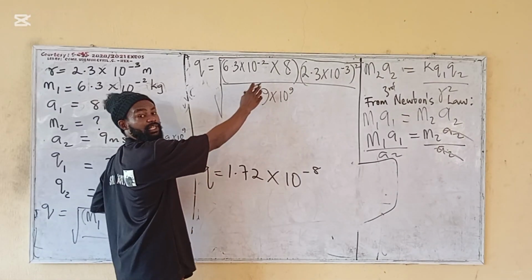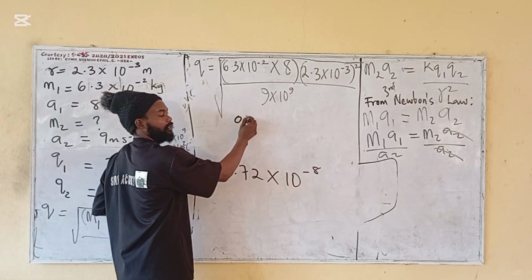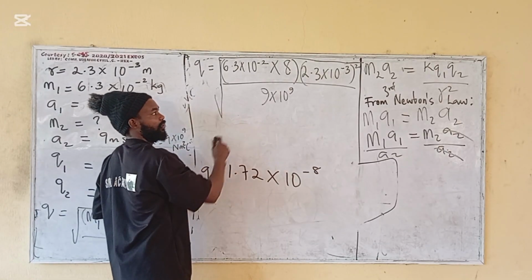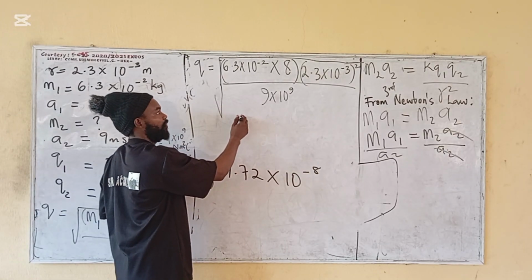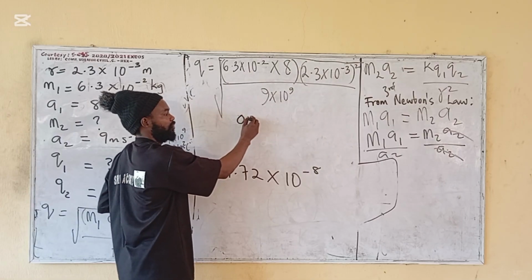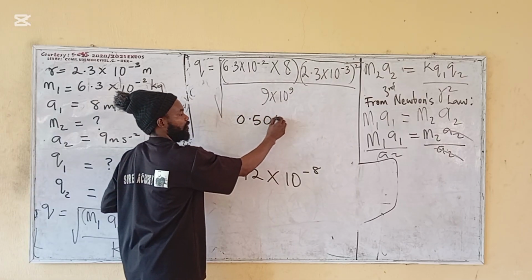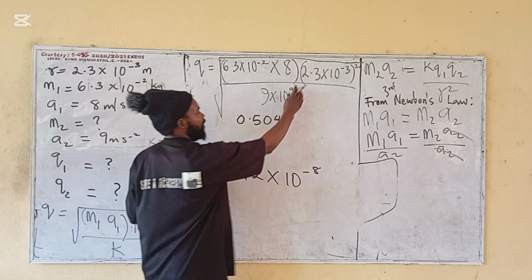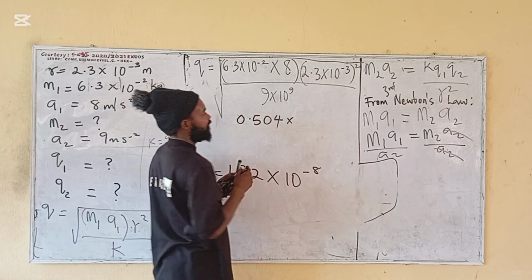0.5. That is 6.3 times 8. Yes. 0.4 times the 10 to the power minus 2. 50.4. Like 6.3 times 10 to the power minus 2 times 8. Okay, you got 0.50504, like this. Yes. Okay, times 2.3 times 10.